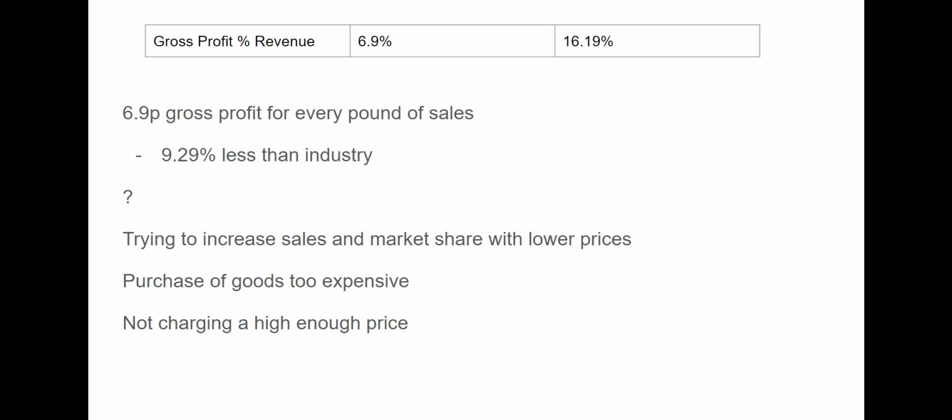It could be that Tesco's have a strategy which is going to be successful of trying to increase sales and market share with lower prices. Or it could mean that Tesco's actually aren't very good at purchasing goods, and they're therefore paying too high a price for the goods, or they're in a position where they should be charging a higher price per unit for those goods.